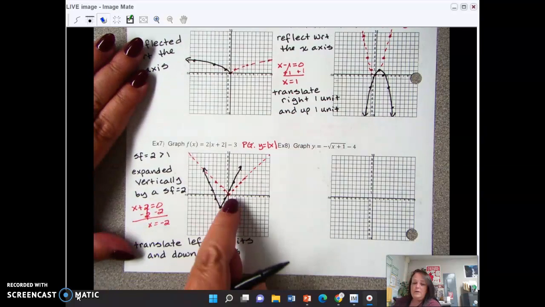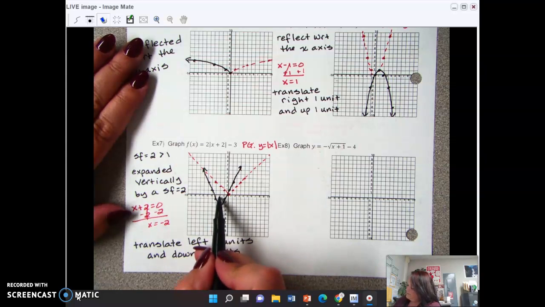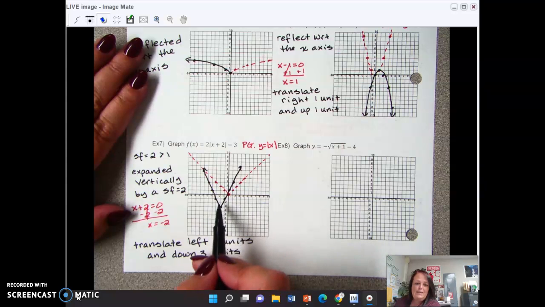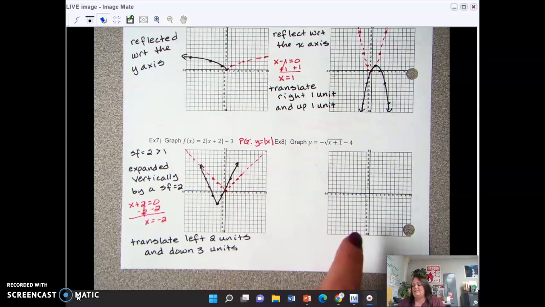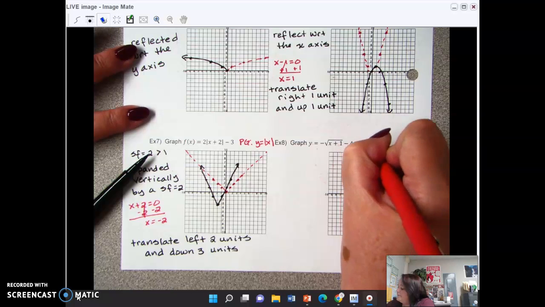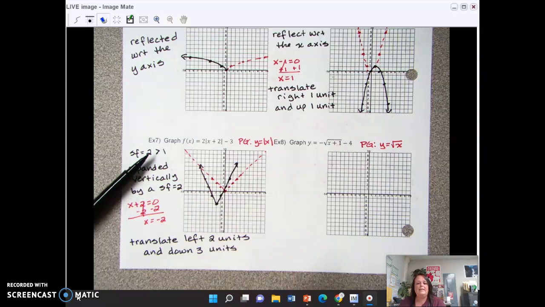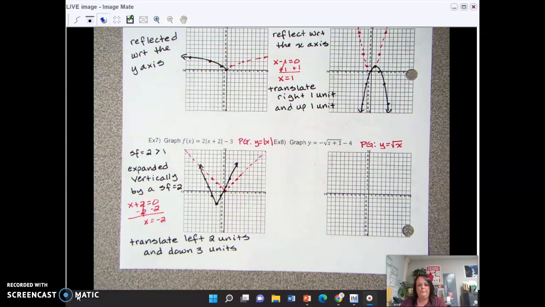So you'll notice we translated where did we go? 2 units to the left, 3 units down, and then our slope increased to +2 on the right and -2 on the left. So take a moment and see if you can graph this one. So notice the parent graph is going to be y is equal to the square root of x, and then go ahead and do all those things to that graph. Pause the video.